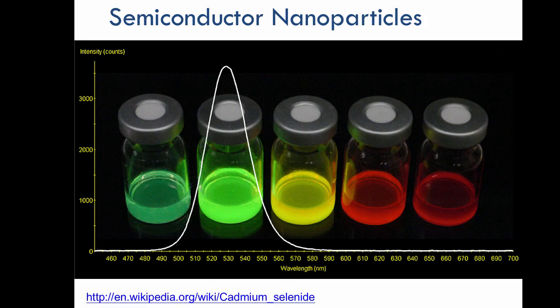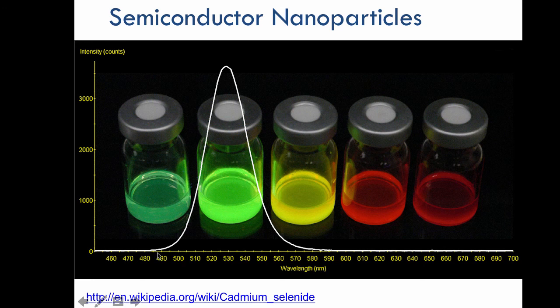Now, the last two slides were pictures of metallic nanoparticles, but I also want to show you what semiconductor nanoparticles look like. And these are actually more brilliant. As you can see here, this is a series of cadmium selenide nanoparticles, or quantum dots, where the only thing that's been changed is the size of the nanoparticle. And so you can see the spectrum on the graph for the bottle that is underneath the peak of this spectrum, and that is right over here.